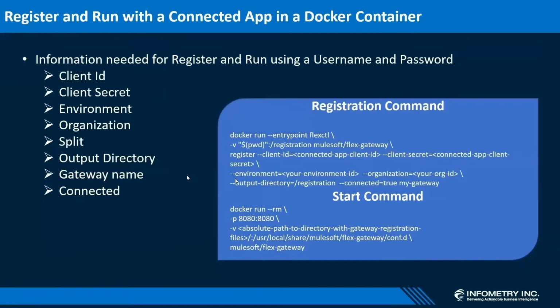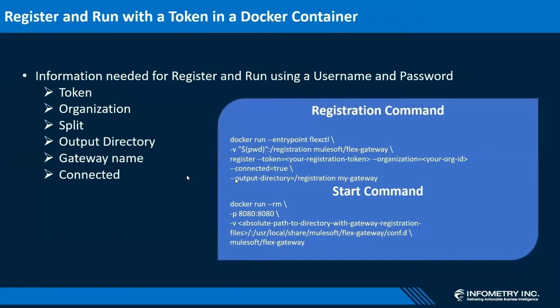Register and run with the connected apps using client ID and client secret is the same as registering with the username and password, except for client ID and client secret. And for registering with the token, we need a token and organization ID; split, output directory, gateway name, and connected are common.